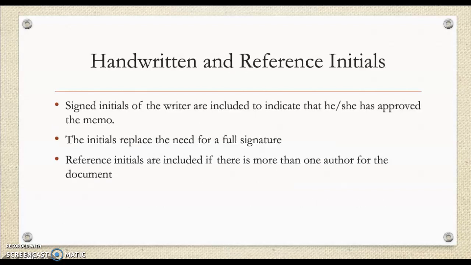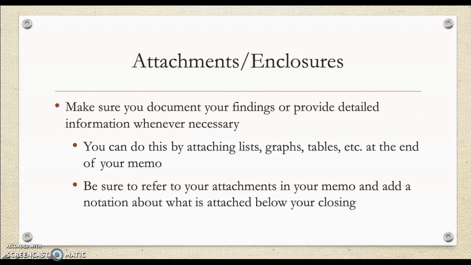The next part of the document is handwritten and reference initials. Signed initials of the writer are included to indicate that he or she has approved the memo, and initials replace the need for a signature. Reference initials are included if there's more than one author to the document. Make sure you document your findings and provide detailed information wherever necessary. This might involve attaching lists, graphs, tables at the end of your memo. Be sure to refer to your attachments in your memo by adding a notation that they're attached below your closing.